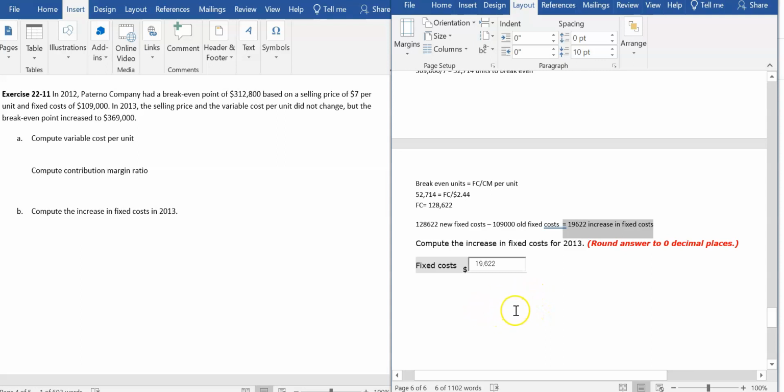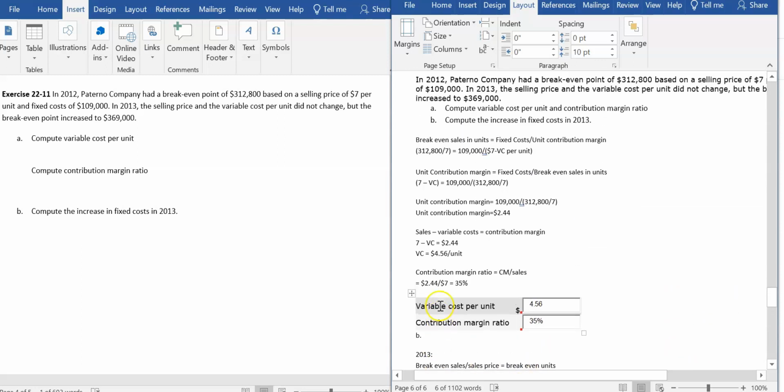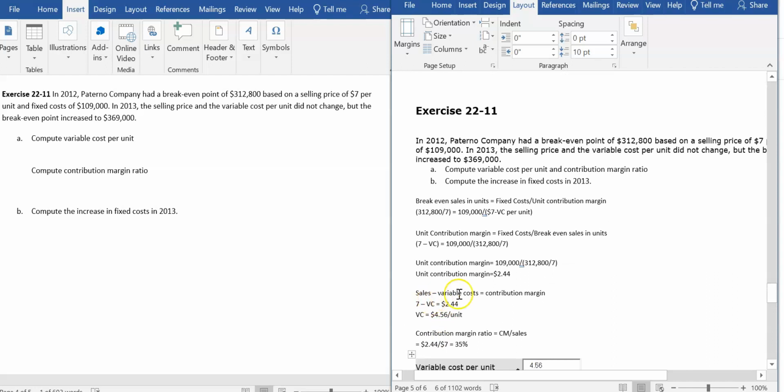Okay. This problem was a little bit more challenging because it required you to have a good understanding of the relationships between sales, variable costs to calculate contribution margin, how we calculate break-even point, and understanding the formulas. Okay, so have all those formulas in front of you, and it does help quite a bit.